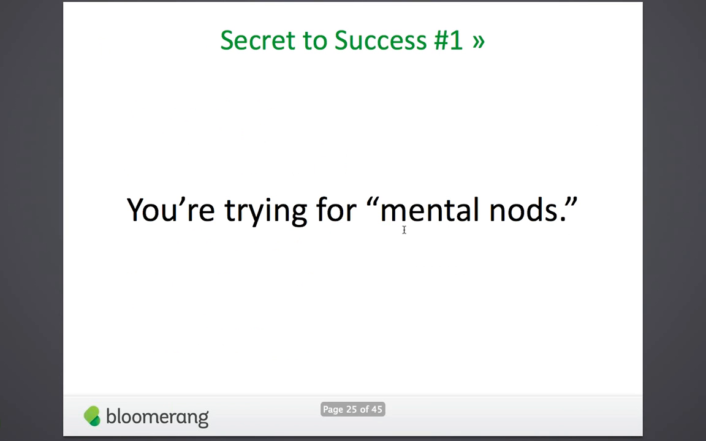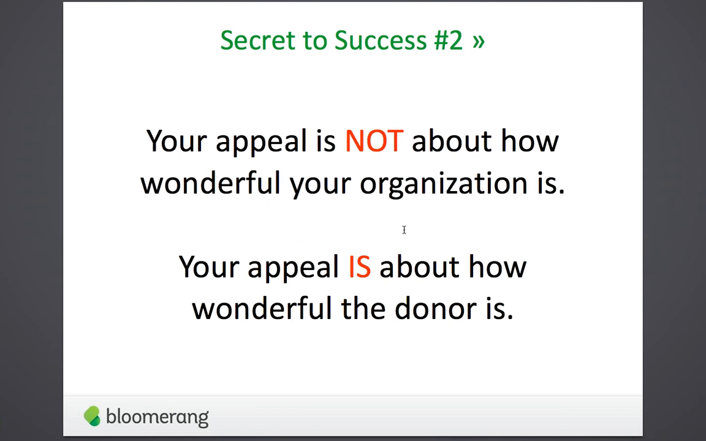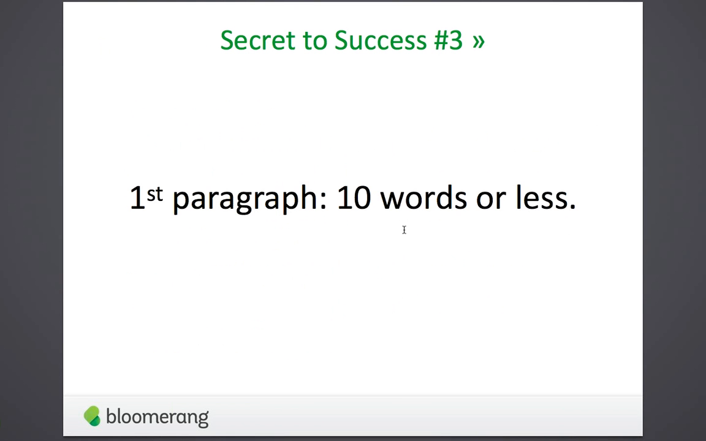One of Tom's secrets for success, and think about this as someone is reading not only an appeal letter, but as it applies to acknowledgement or thank you letters, is that you're trying for mental nods, so that someone finds your message the type that as they're reading it, they're nodding their head yes, that they're in agreement with you. Another key secret to success, and we're going to expound on this in a few moments, is making sure your appeal is not about how wonderful your organization is, but about how wonderful the donor or the supporter is, that we're giving them the praise and the recognition for making your mission come to life.